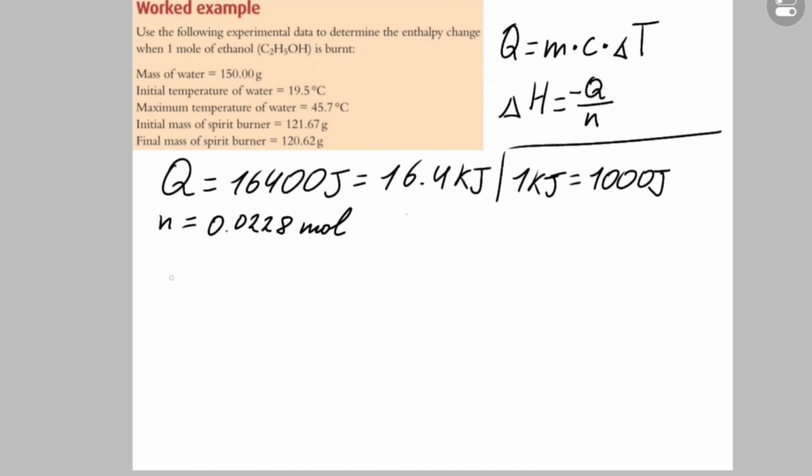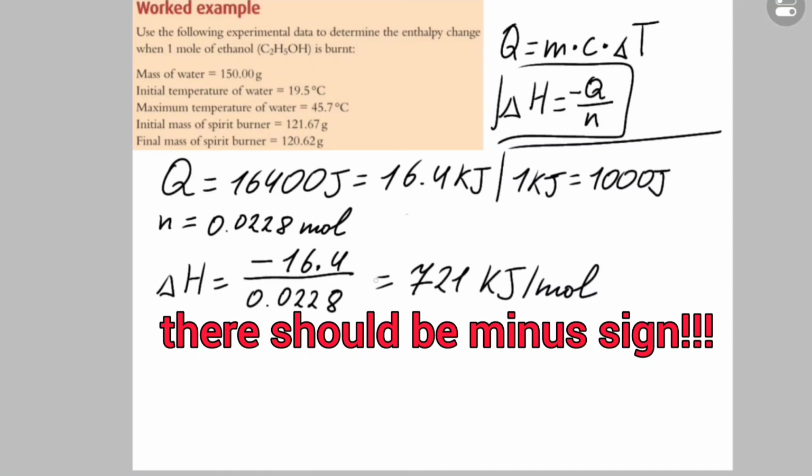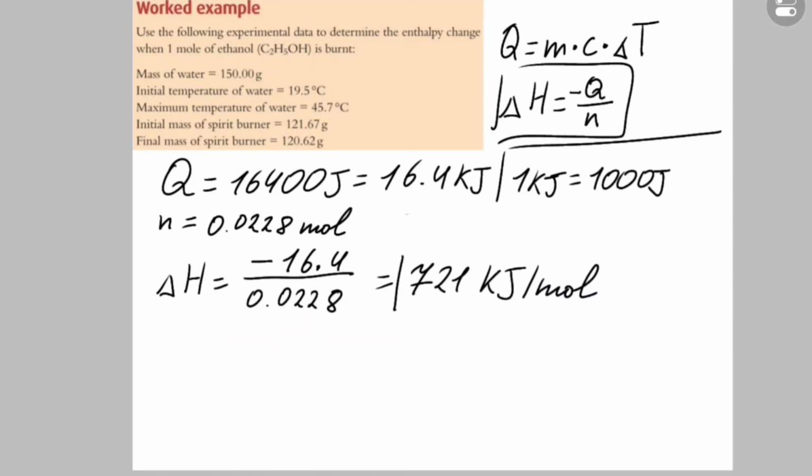So we use the next formula, which is delta H equals minus Q divided by number of moles. Use the amount of heat released, which is 16.4 kilojoules, divided by the number of moles of ethanol reacted, and we get that value. So the enthalpy change here is minus 721 kilojoules per mole. The value of enthalpy change is negative because it is a combustion reaction and it is exothermic.